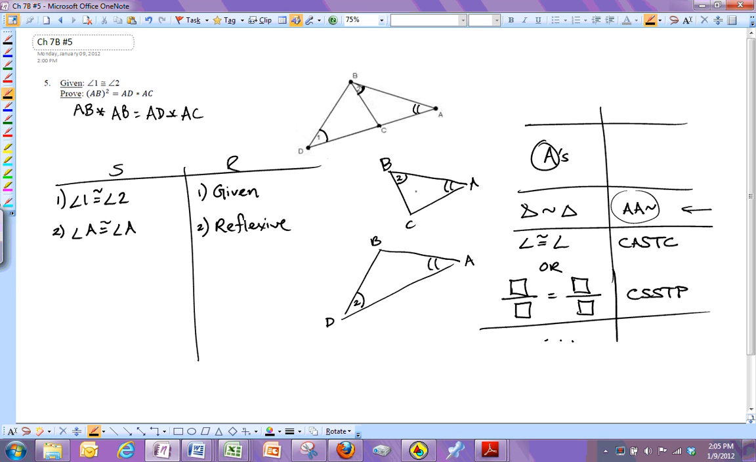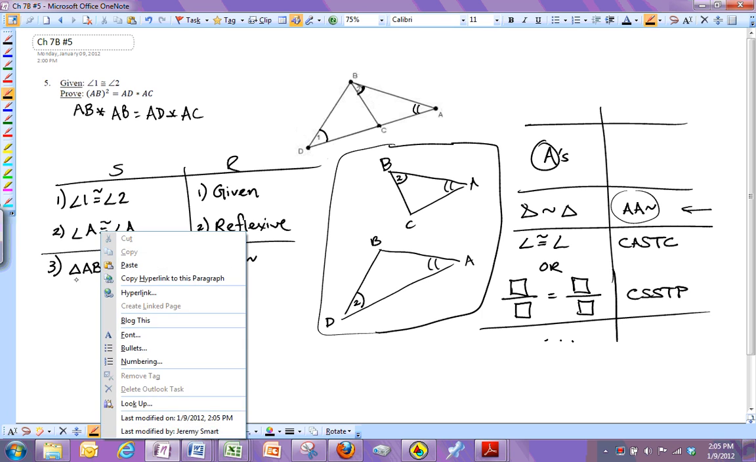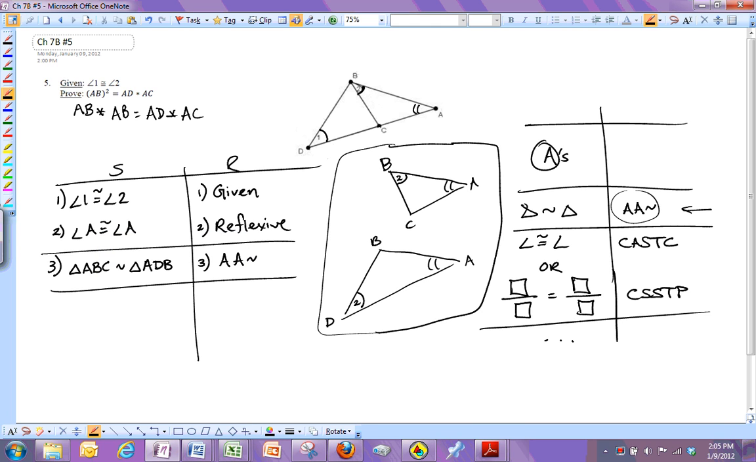Okay, now if you look at the two triangles that I've drawn right here, I have enough to say that they're similar. So I can say, if I call the first triangle ABC, that would be similar. So ABC goes 2 curves, 1 curve, no curves. So it'd be ADB because of angle similarity. So I have that now.